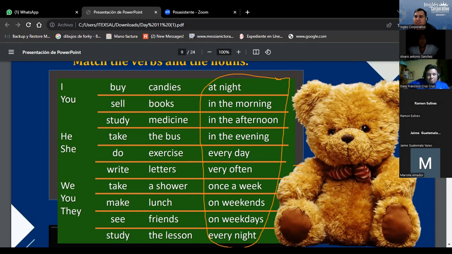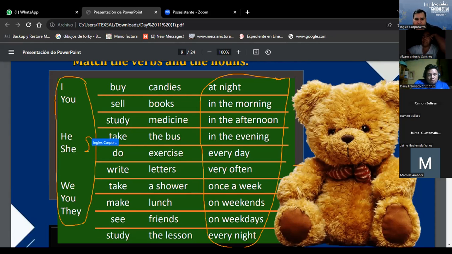Buy candies, sell books, study medicine, take the bus, do exercise, write letters, take a shower, make lunch, see friends, study the lesson. Only that you use this subject. Only one thing is important here. Remember, this one takes an S.